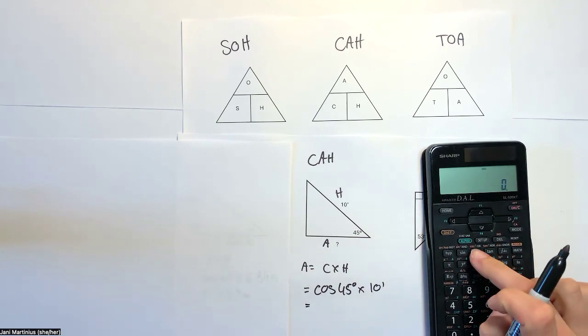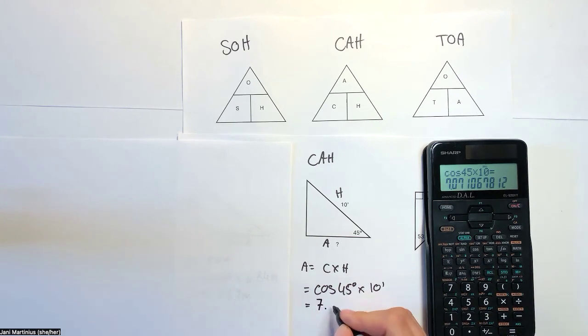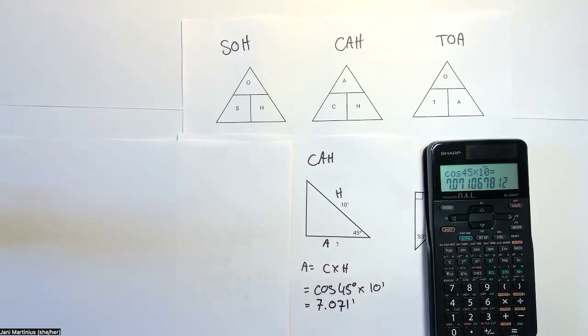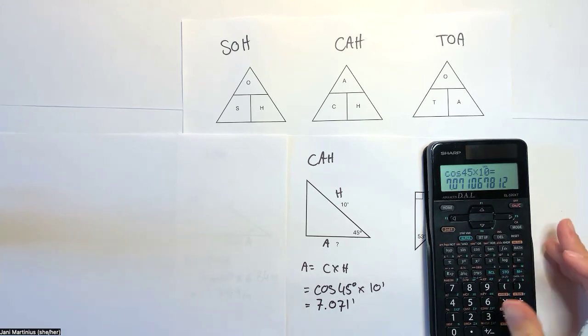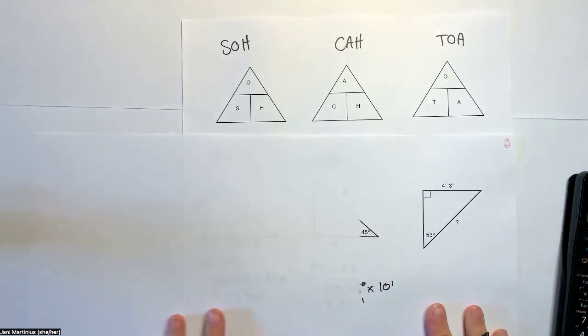So finding our cos button, 45 times 10 gives 7.071, and we are in feet. Always make sure you keep track of that. It's too easy to muck it up, and those are easy points that you might lose because of it. Excellent. Let's do one more.